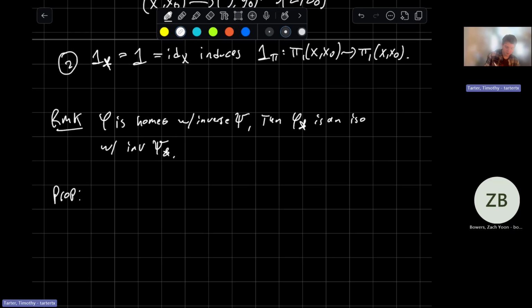So the proposition is that pi 1 of S^n is equal to 0 if n is greater than or equal to 2.